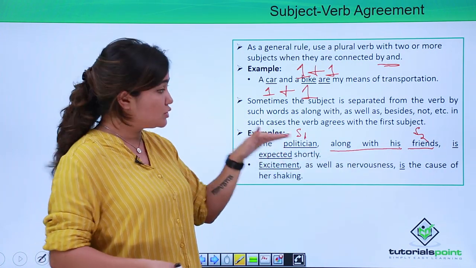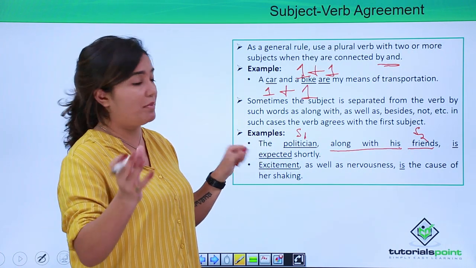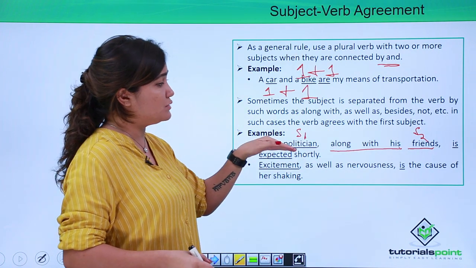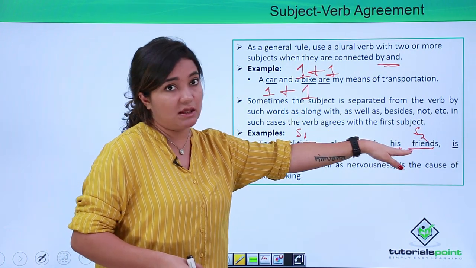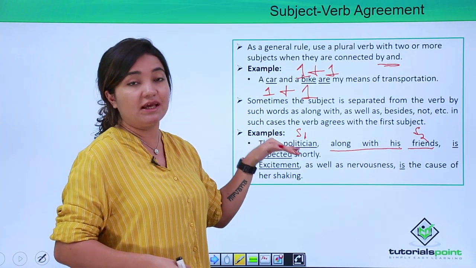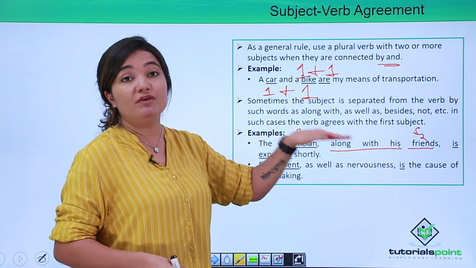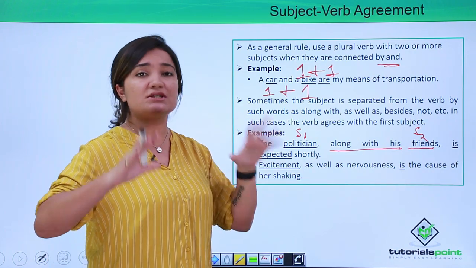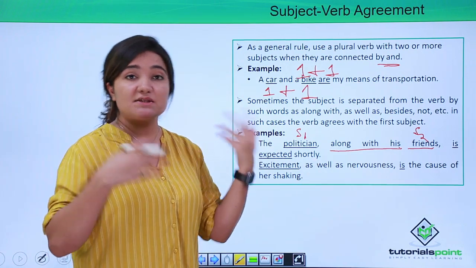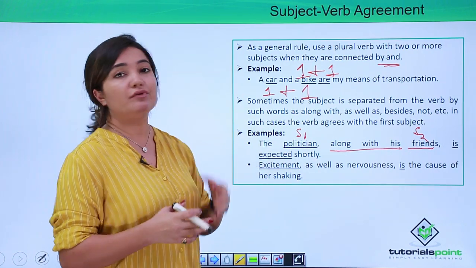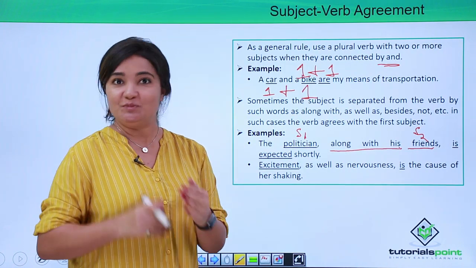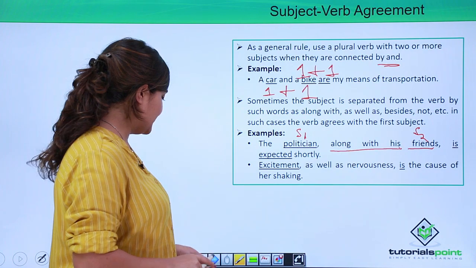But what if, let us just reverse this sentence to give you better clarity. What if the subject used here was a singular subject and this one was a plural subject? In that case, the verb would have agreed with the first one. In every case, just remember, if it is connected with along with, besides, as well as, it is going to agree with the subject number 1. Simple, easy. Should we go ahead? I know you're saying yes.